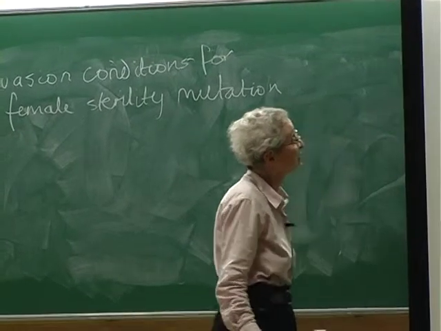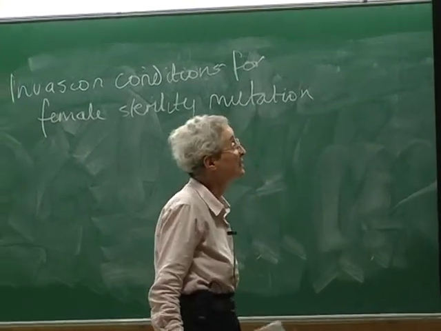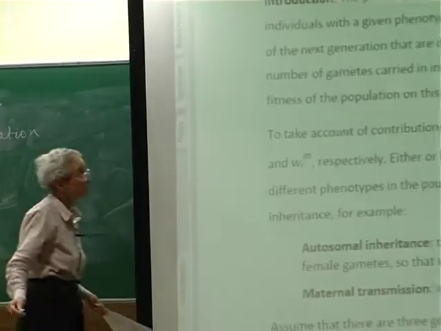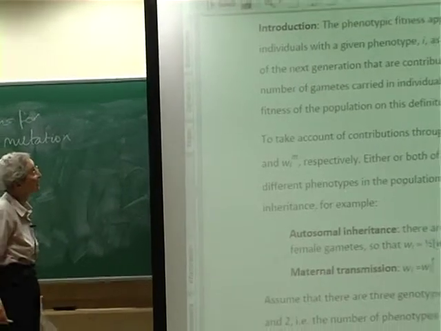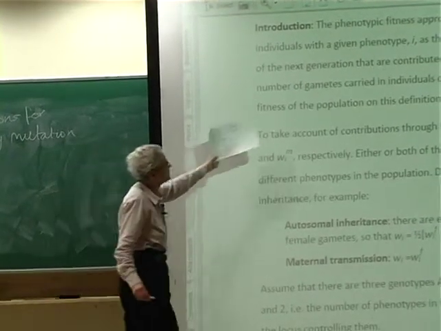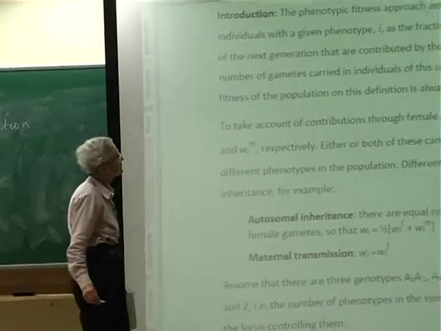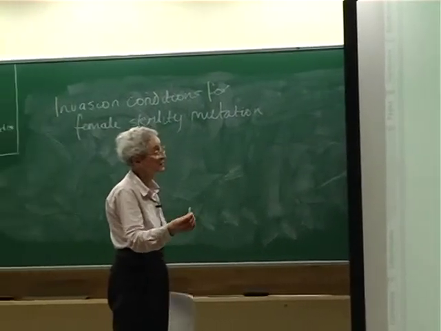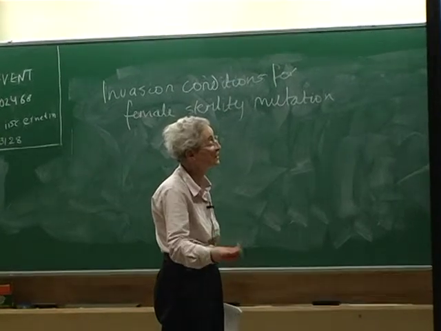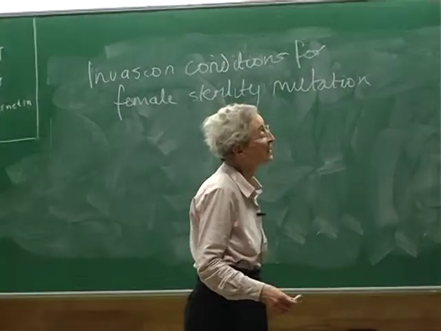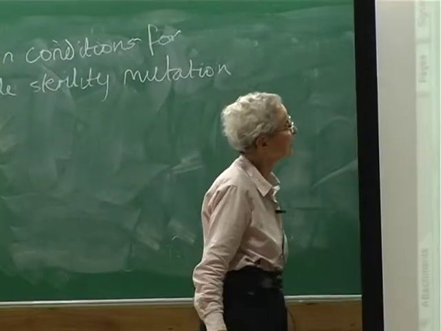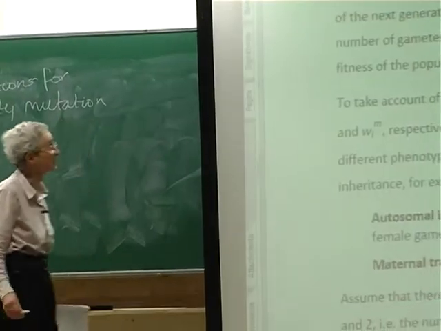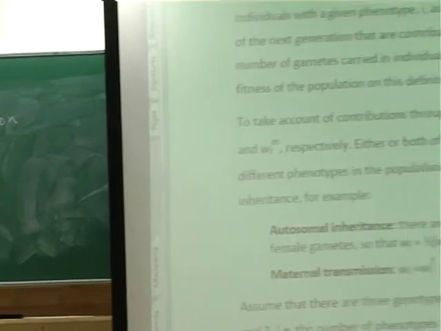But the idea is that we have phenotypes, and we could call the phenotype of individuals I, for different values of I. And we want to determine the fraction of the gametes that are contributed by adults of the different phenotypes in the parent generation to the next generation.